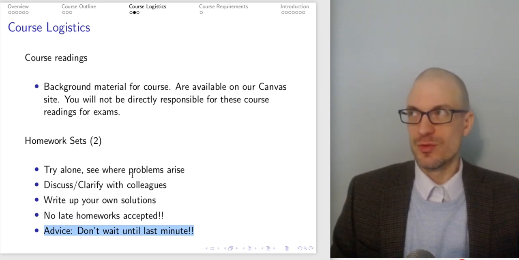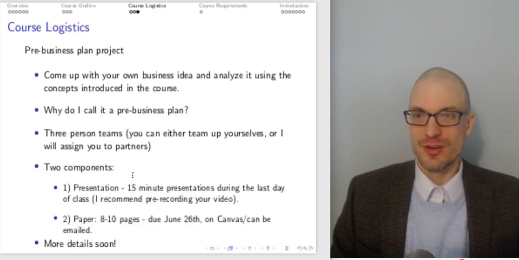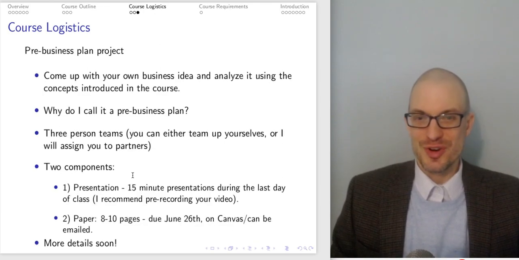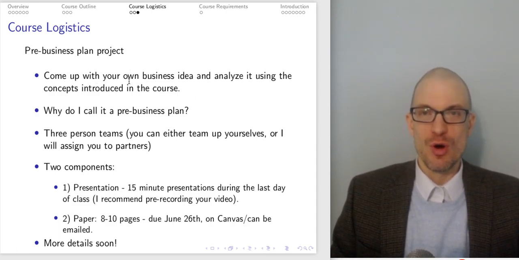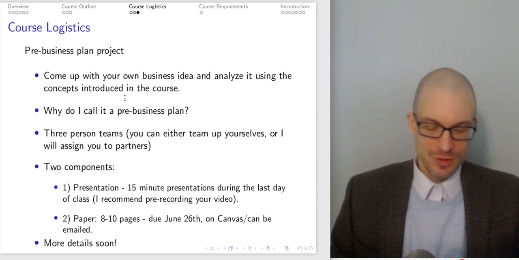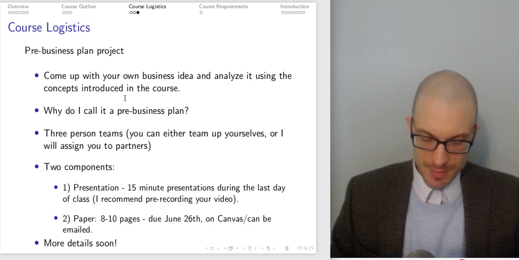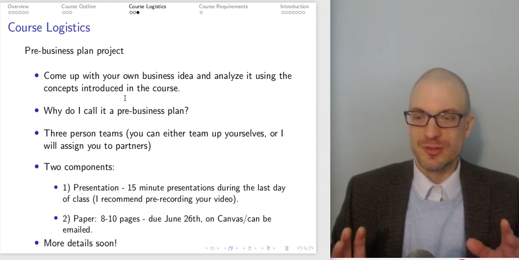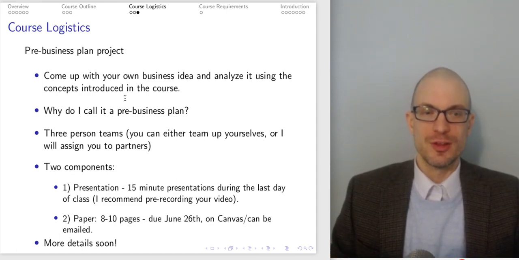You cannot reach the level of proficiency that's necessary for the exam in a short amount of time. So that's sort of a word of warning. Then we will have a pre-business plan project. This is going to be the overarching project for the class. You'll work in teams. There'll be a presentation and a paper. This is essentially going to be our take-home final exam. It's a group take-home final exam.